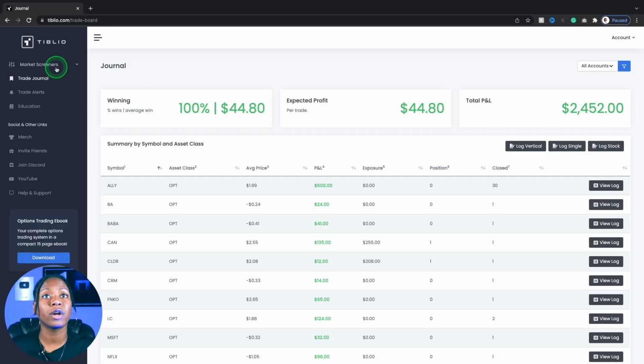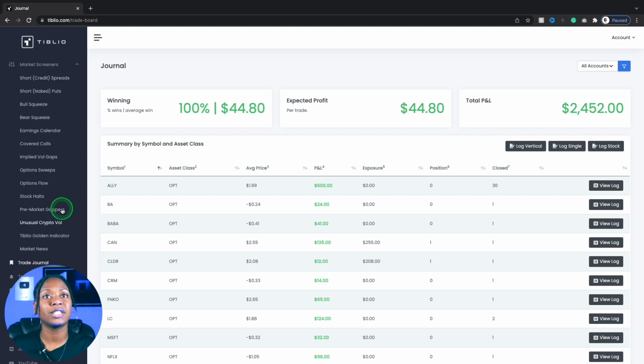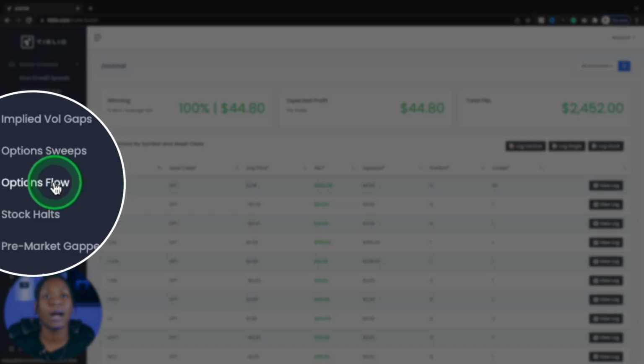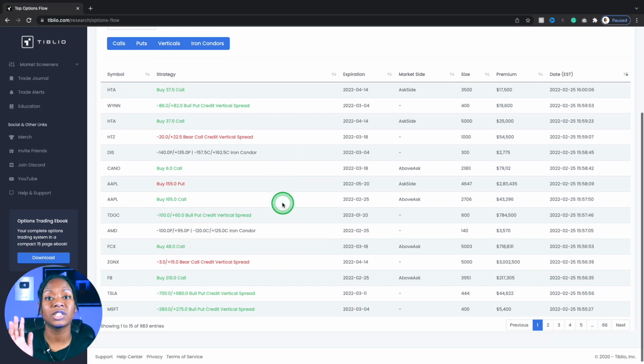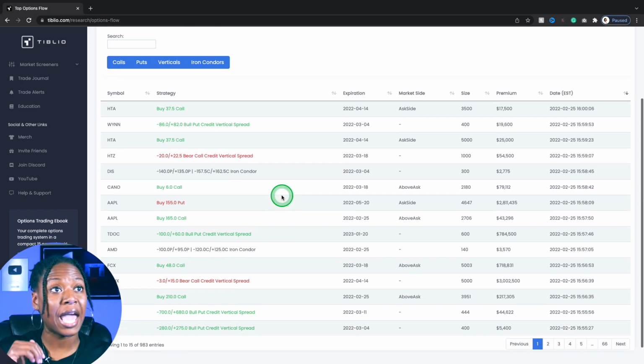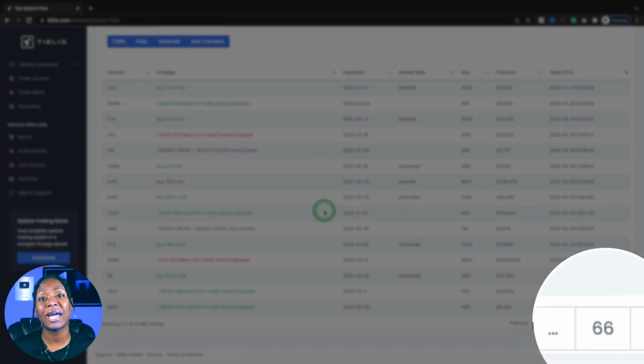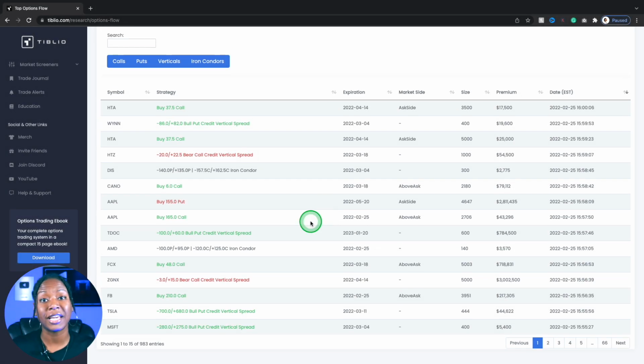Okay, so now we're here in Tiblio, and yeah, you see all of these screeners. This is the new one, options flow. So click that. Just looking at the page, you're going to see a large list of option play after play after play. There's about 66 pages full of plays from the past couple of days, so that's pretty amazing.